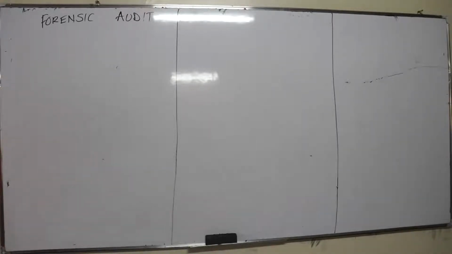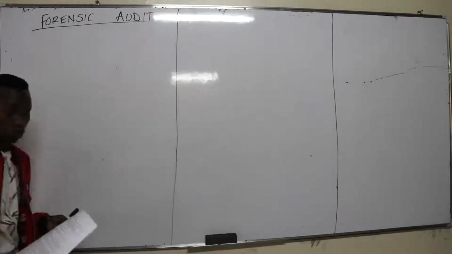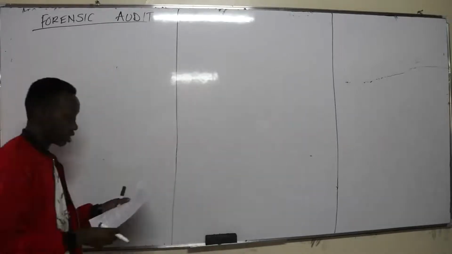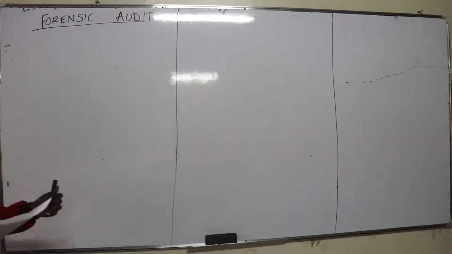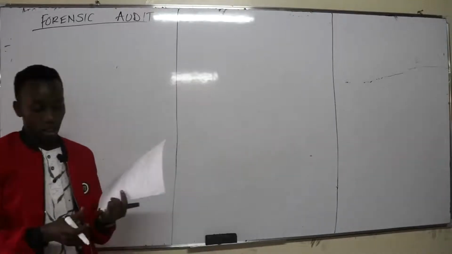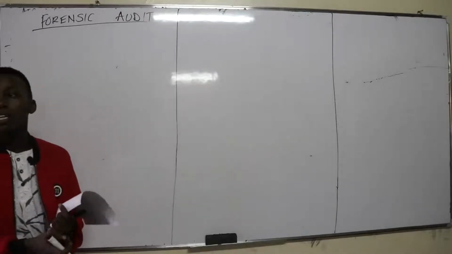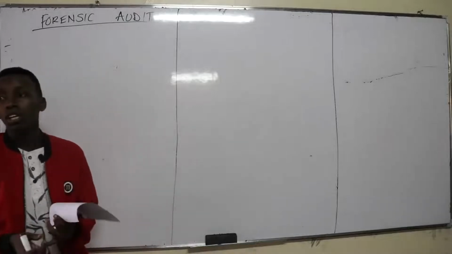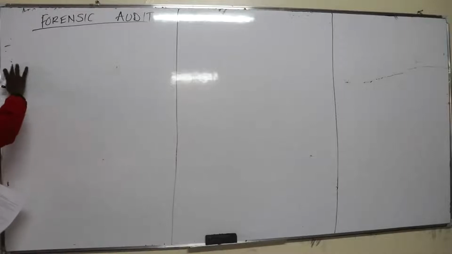So today we want to look at forensic auditing. And this concept of forensic audit relies on your knowledge of frauds and errors. For example, what is the main difference between a fraud and an error? A fraud is deliberate or intentional. Yes, the other one is an unintentional misstatement.